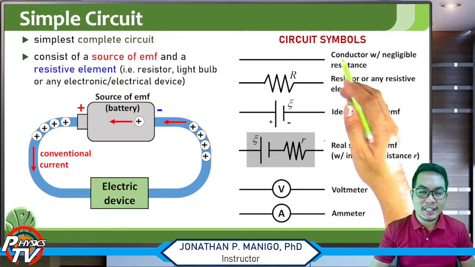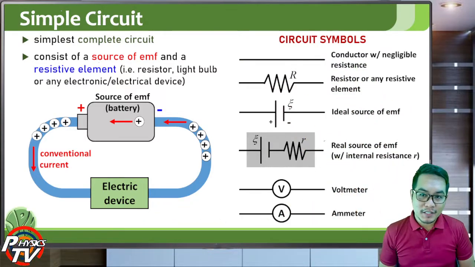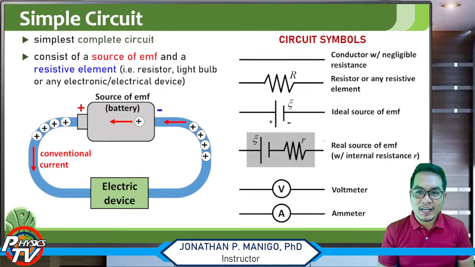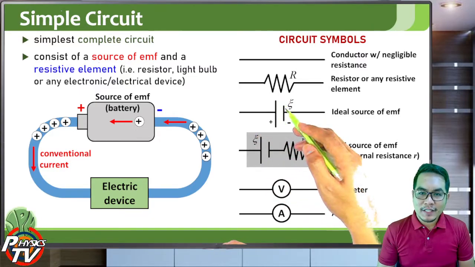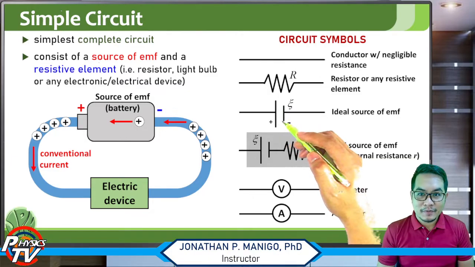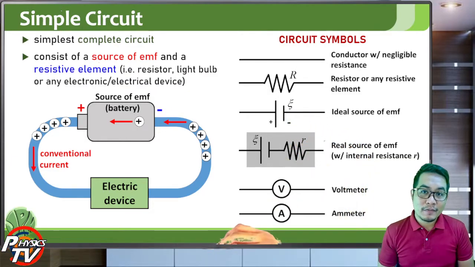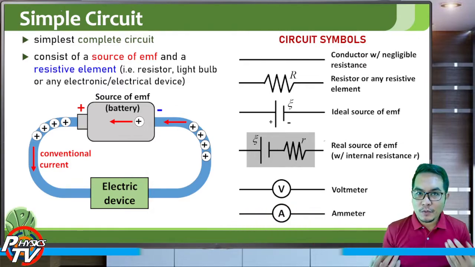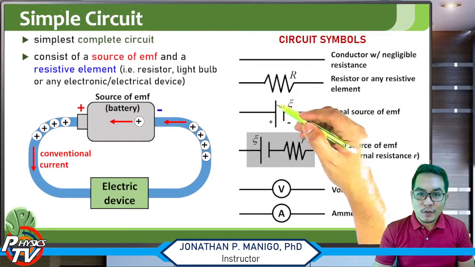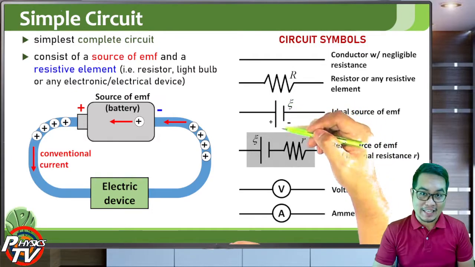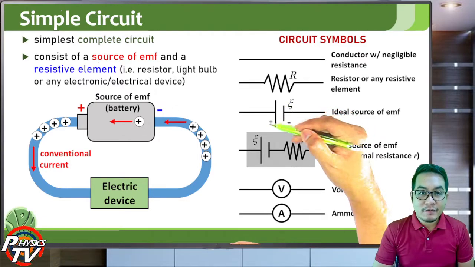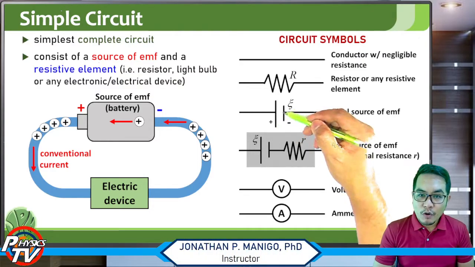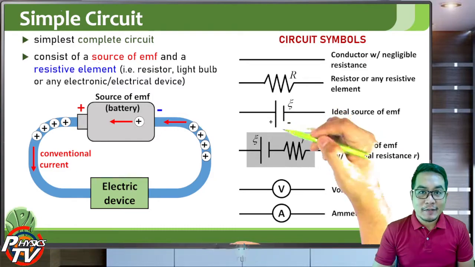If you just see a line, that's just a conductor, a wire with negligible resistance. If you have the zigzag symbol, that's the resistor or any resistive element. And if you have two parallel lines, but the lengths of the lines are not the same, this is the symbol for the source of EMF or the source of voltage. If you recall, a capacitor is also two parallel lines, but they have the same length. Here, the two parallel lines have different lengths, and the longer line is the positive terminal of the source, and the shorter one is the negative terminal.